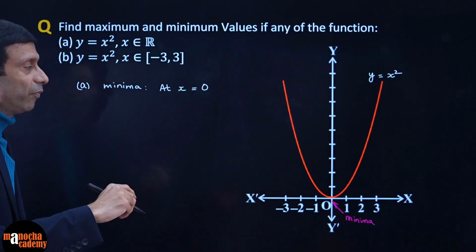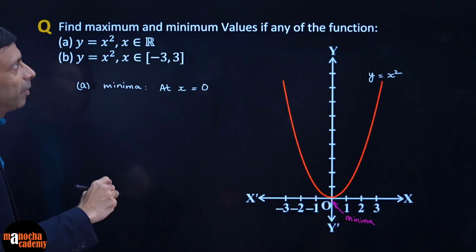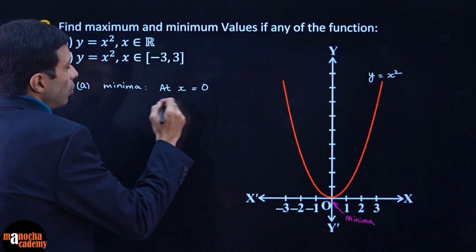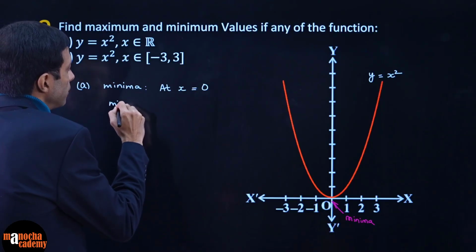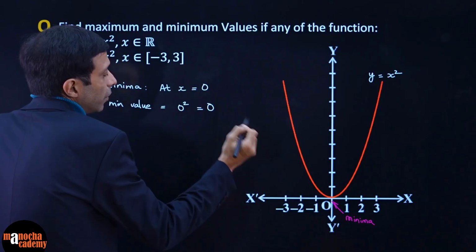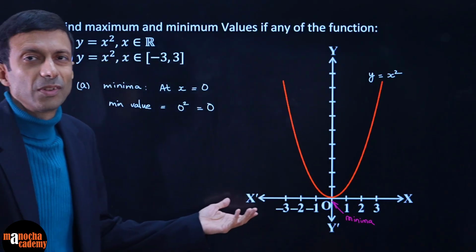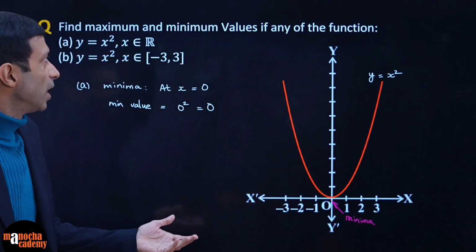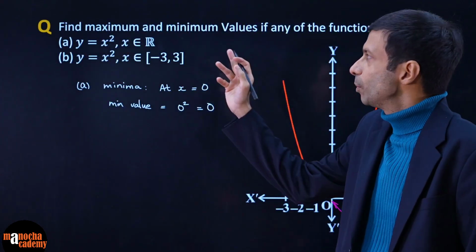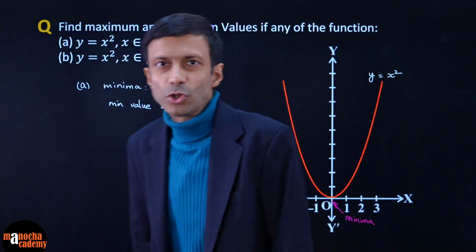And what is the minimum value? They are asking you for the value, not just the position. So at x equal to 0, the minimum value will be 0 square, which you can see directly from the graph, 0. Simple. This is very easy. Now, what about the maximum value? Tell me guys, what will be the maximum value for this x belongs to R?